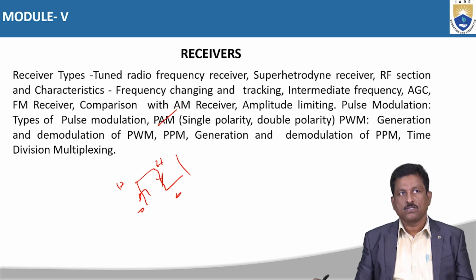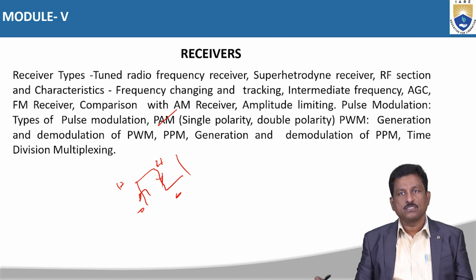So we are going to consider the parameters or characteristics of the carrier signal, that is amplitude, frequency, and phase. If you are varying the amplitude of the carrier signal according to the instantaneous value of the modulating signal, then it is known as amplitude modulation. If there is a change in the amplitude, it is amplitude modulation. If there is a change in the frequency, it is known as frequency modulation. If there is a change in the phase, it is known as phase modulation.